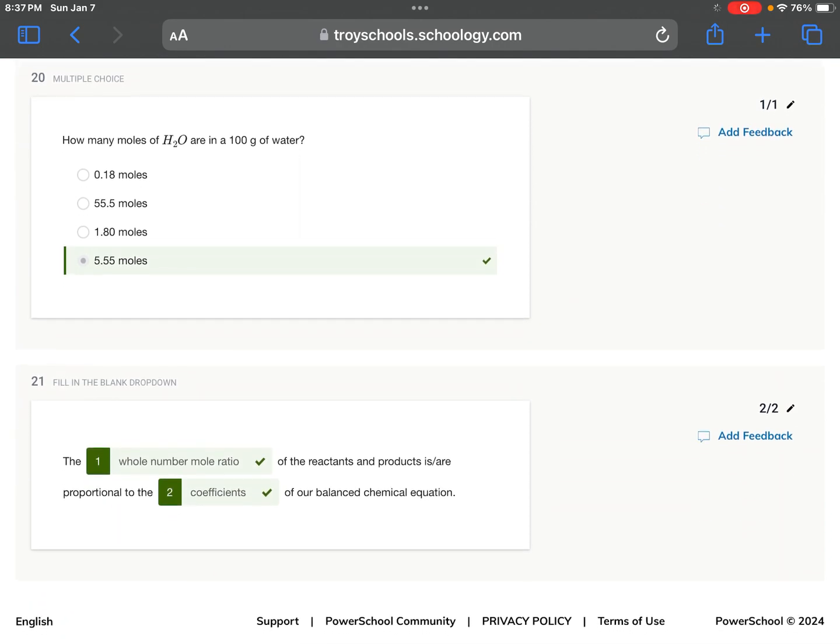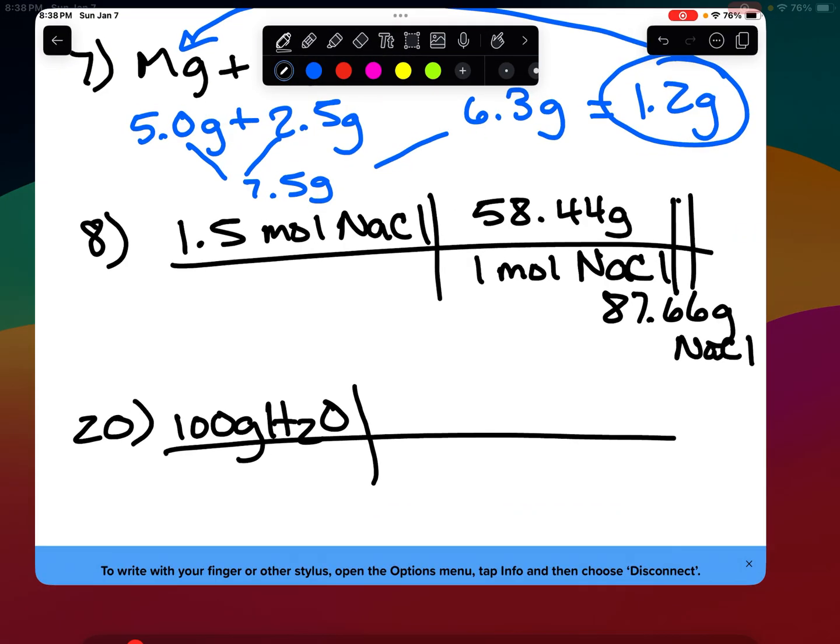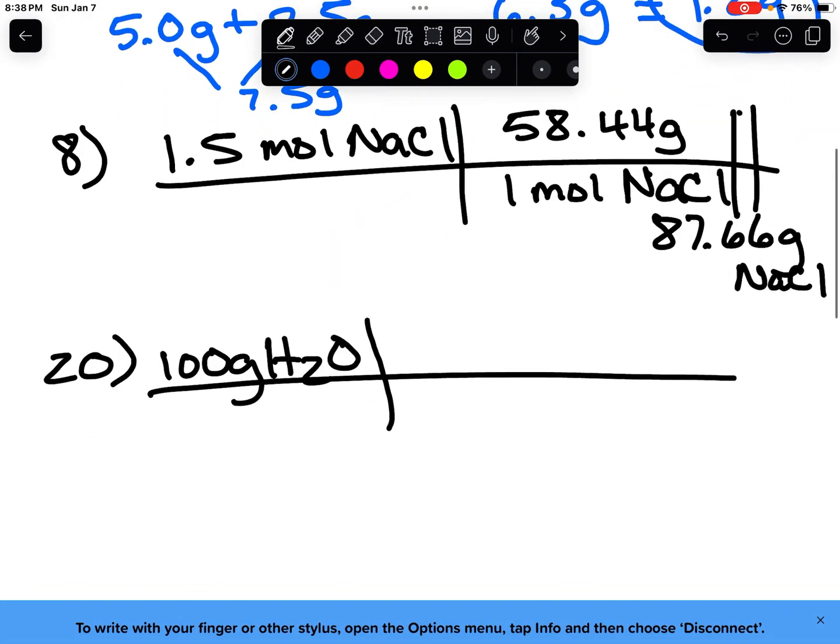And we've got one more math one to work out together for this number 20 example. How many moles of water are there in 100 grams of water? So we're going to need the molar mass, and we're going to convert grams to moles in this example. So we're going to go to Notability. Again, more dog noises, apologies.